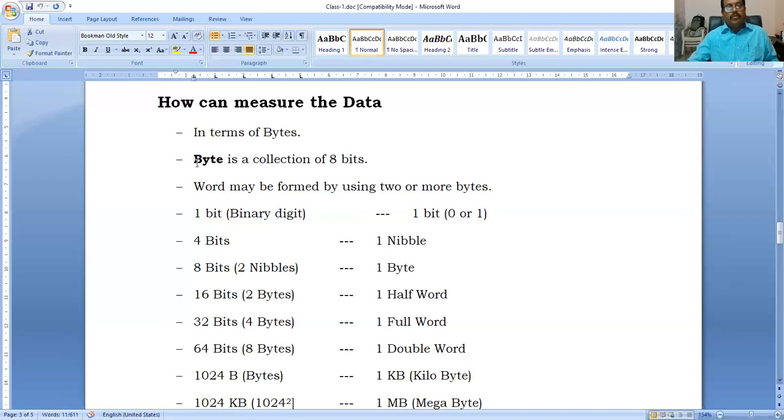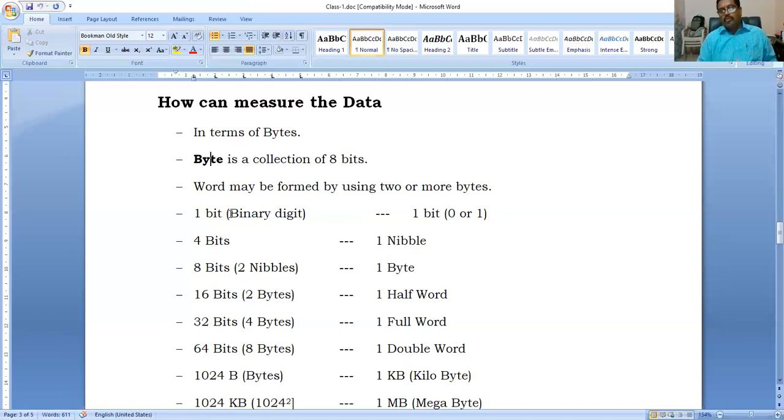The measuring unit is the byte. One byte is a series of 8 bits, meaning 8 zeros or 8 ones or a combination of zeros and ones. Totally 8 bits is considered 1 byte. And one word is 2 bytes, or in some places 4 bytes. It varies from machine to machine. Two or more bytes is called a word.